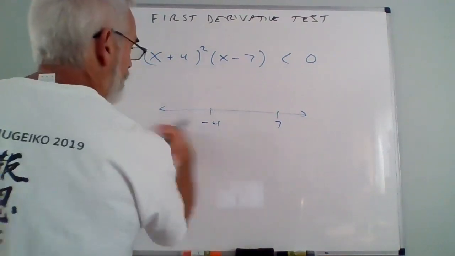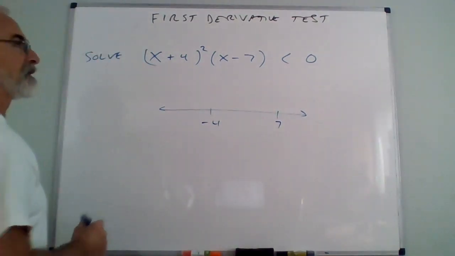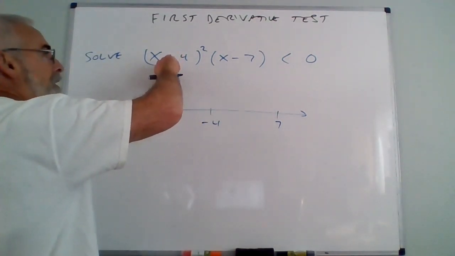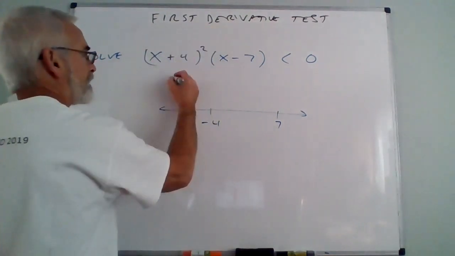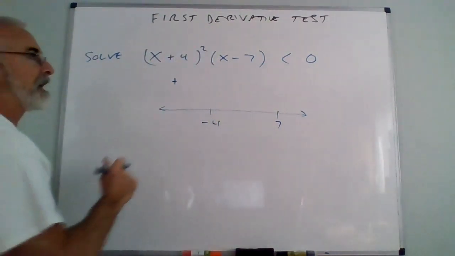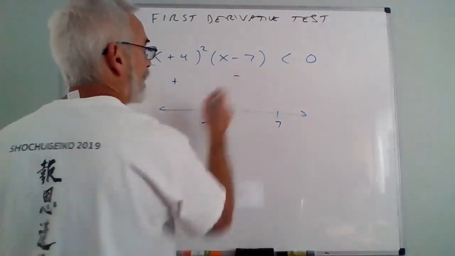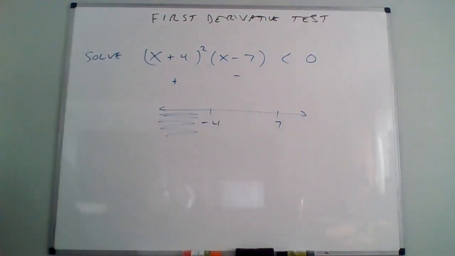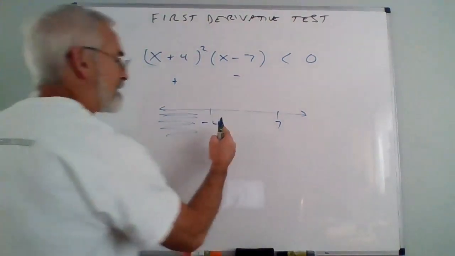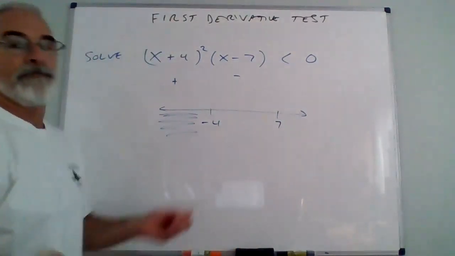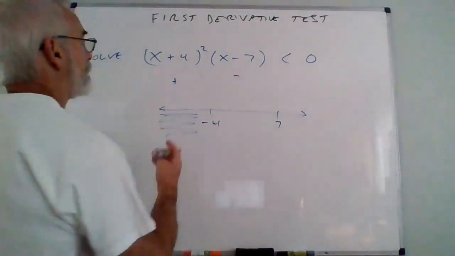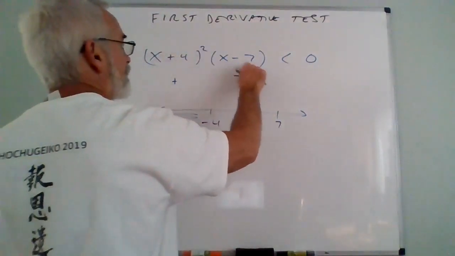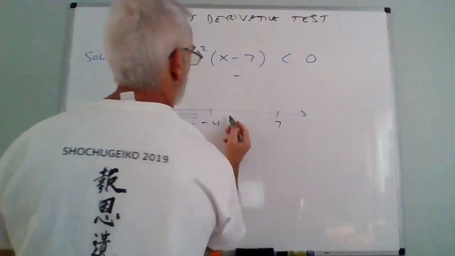So pick a value to the left of negative 4, like negative bazillion. So negative bazillion, when I add it to 4, is still negative. But now I'm going to square it, so that's going to be positive. Negative bazillion minus 7, that's definitely negative. And that product clearly is therefore down here. All right, now let's pick a number between negative 4 and positive 7. Well, how about 0? That seems like a no-brainer. 0 plus 4, that's positive. I'm squaring, it's still positive. 0 minus 7, that's also negative.